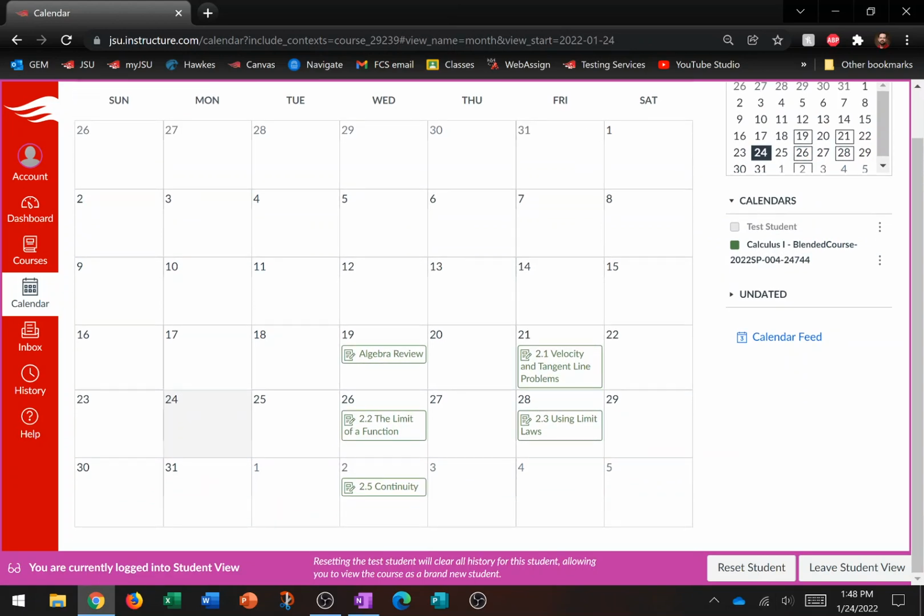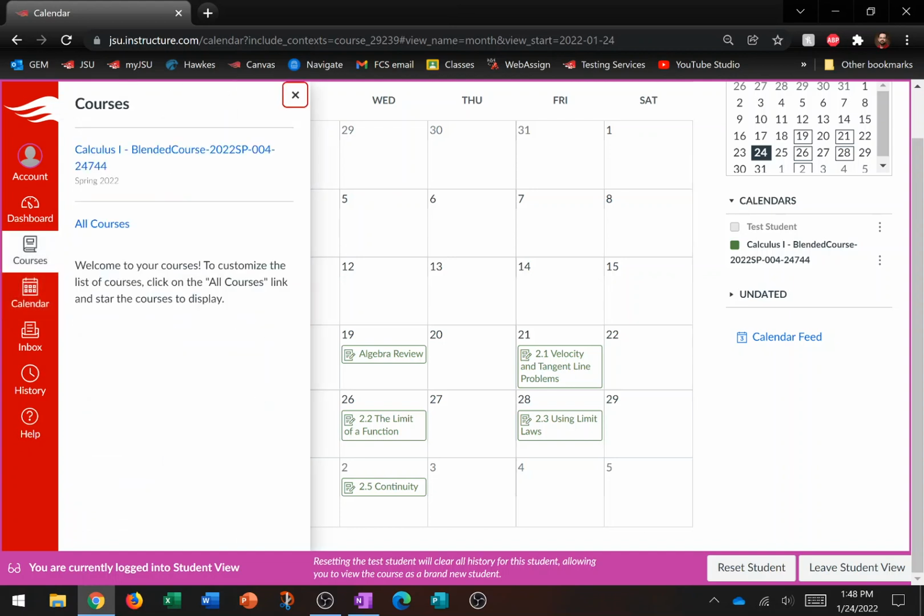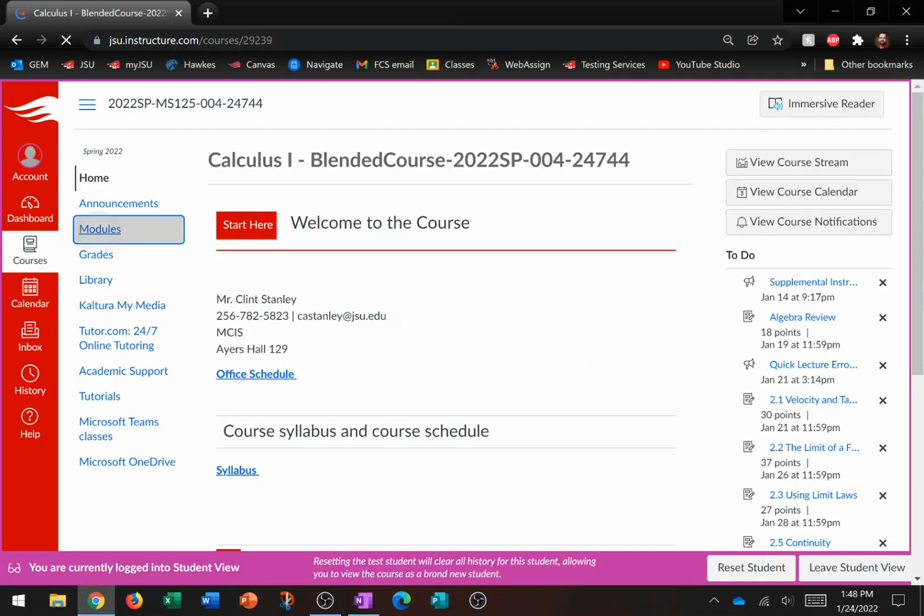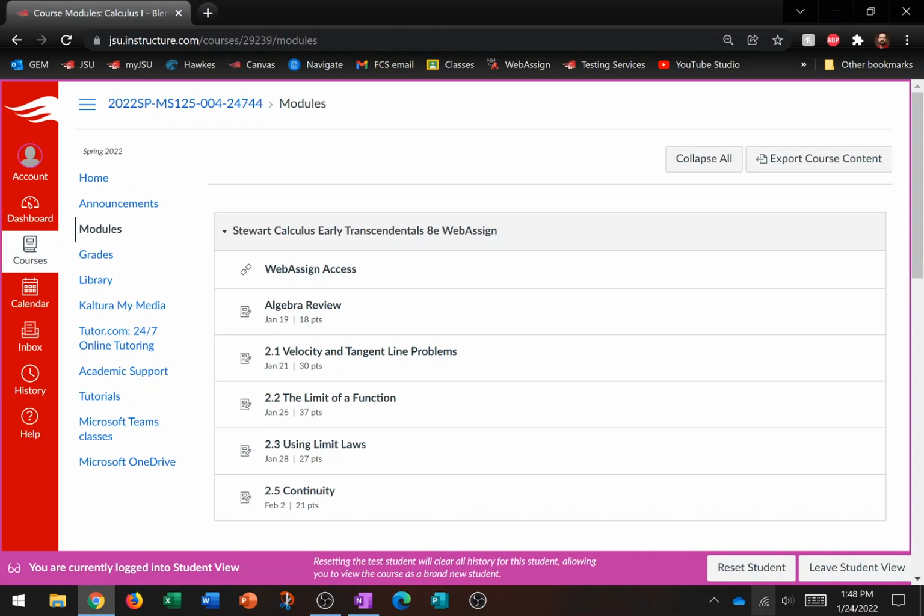They pop up there on the calendar, and you can click on those, and it'll take you straight to the assignment if you want that way. There's also one more place where they're showing up. They show up under modules as well. It makes that screen a little messier, but it shows everything they've had assigned so far and the due dates. You can just click on those and it'll log you into WebAssign.